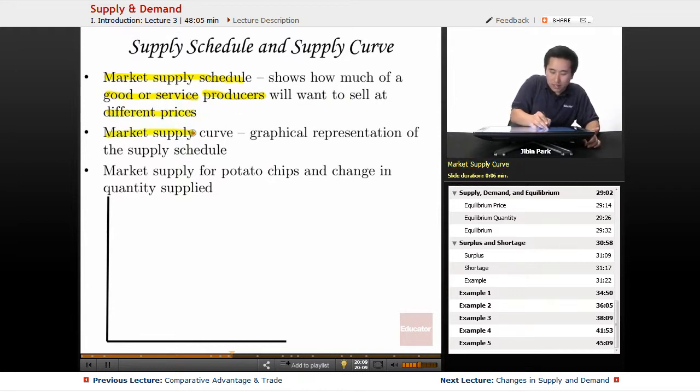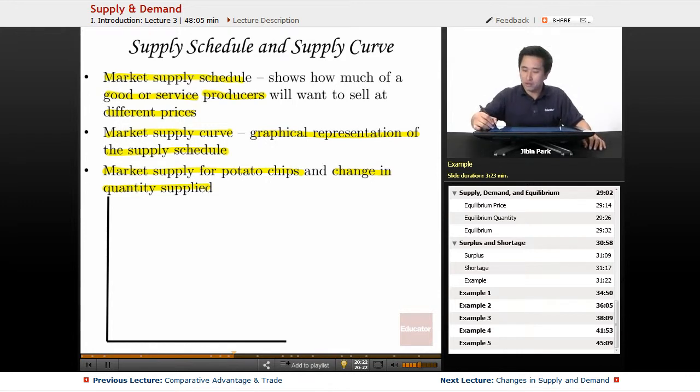So a market supply curve is going to be a graphical representation of the supply schedule. What we're going to do is take a look at the market supply for potato chips and then the resulting change in quantity supplied here. So what we have here is a market supply schedule.